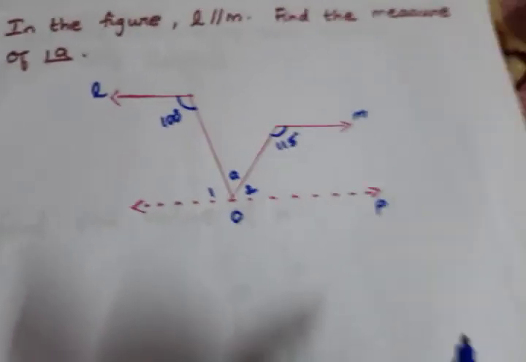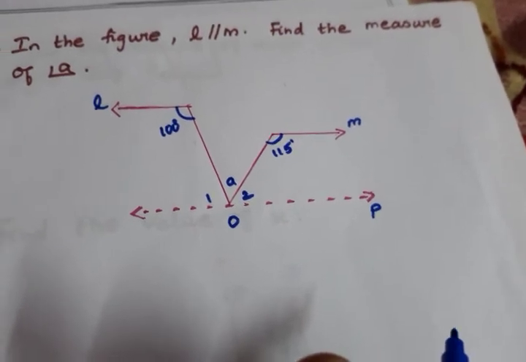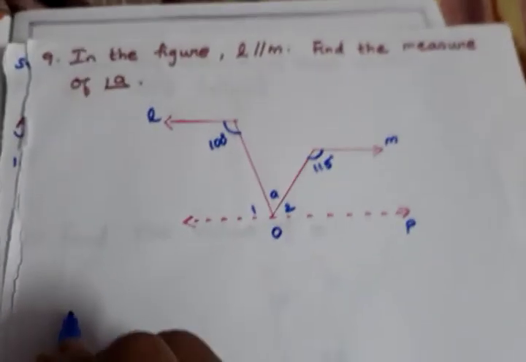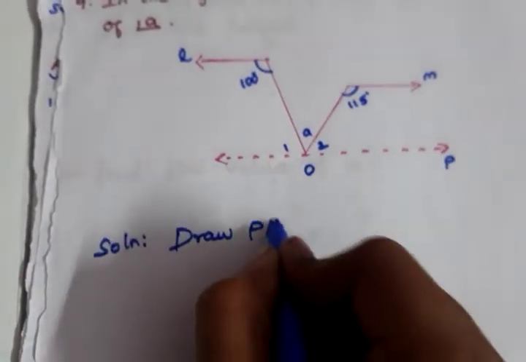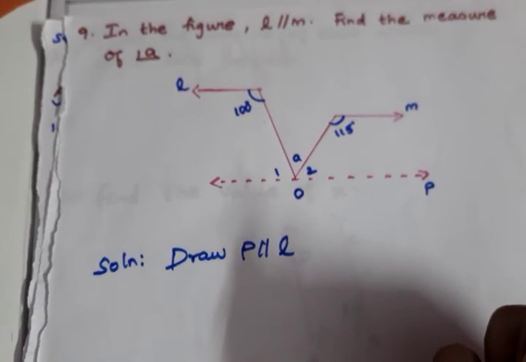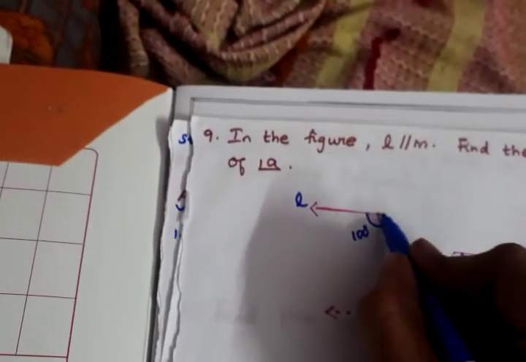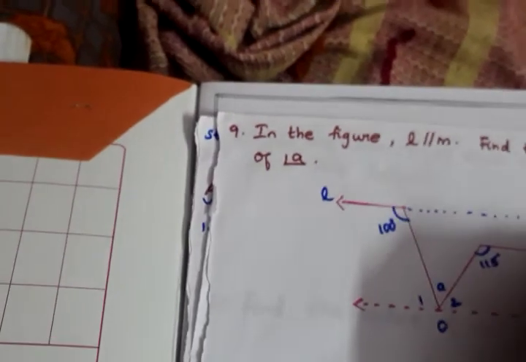Move to the ninth sum. In the figure, L is parallel to M. Find the measure of angle A. See the diagram. Solution: draw P parallel to L. Extend the line. P is parallel to L.